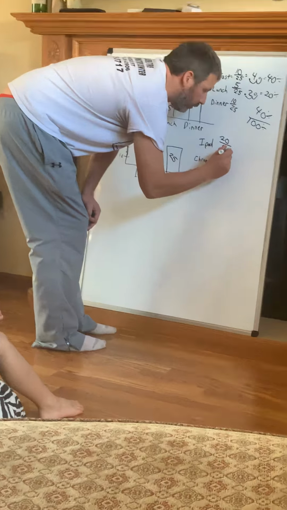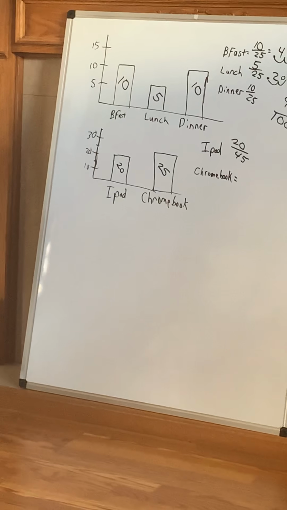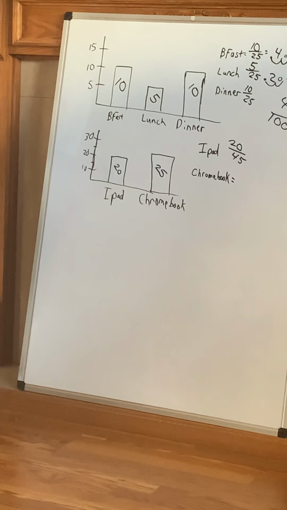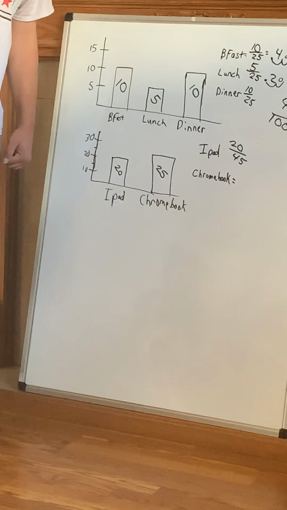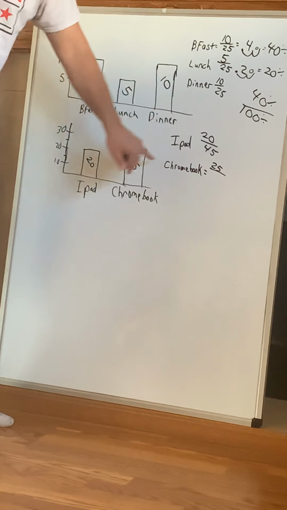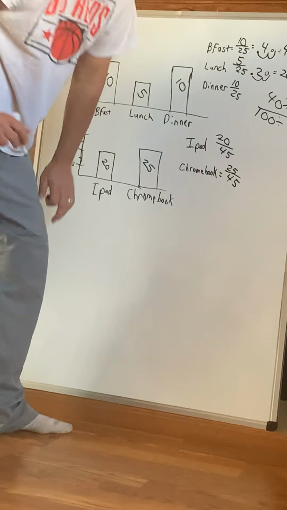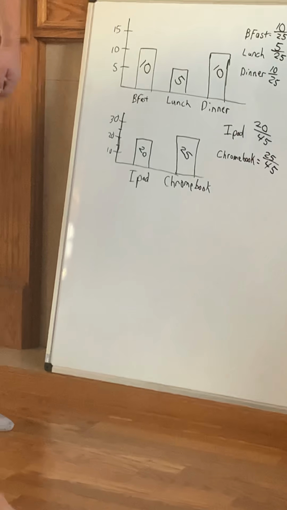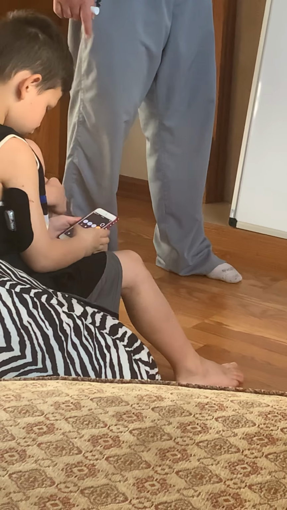Now we set up the fraction for the Chromebook. What's the top number going to be? 25. And the bottom number? 45. Same bottom number, same total. So Stockton's going to do the first one. Clear the calculator. It's 20 divided by 45.